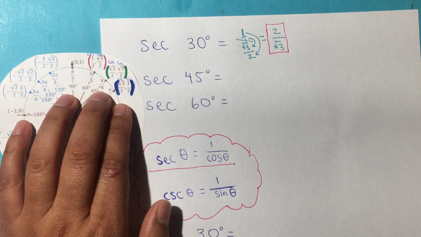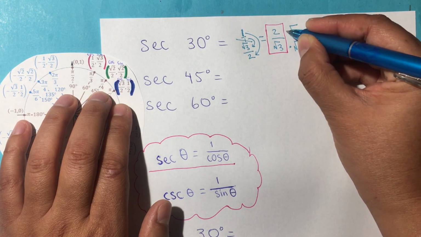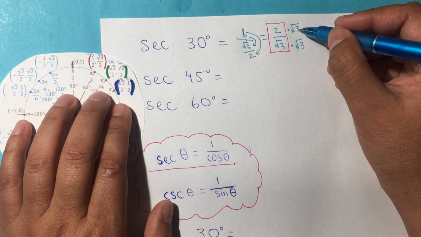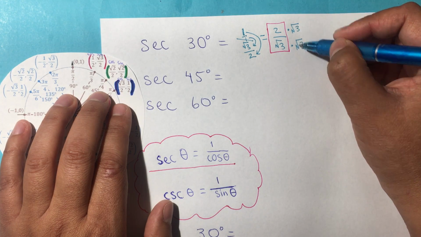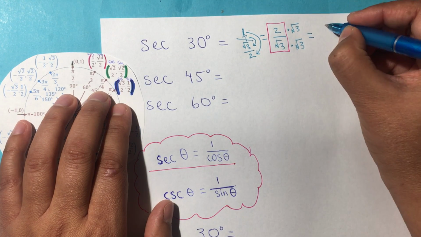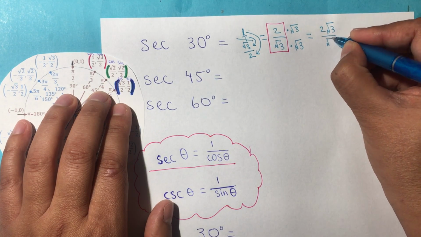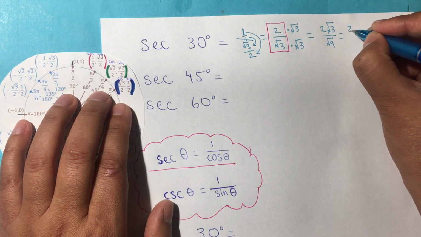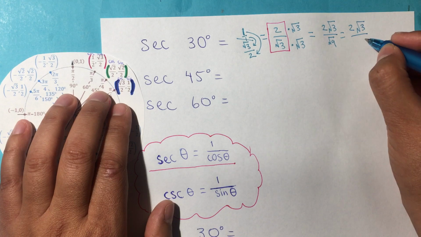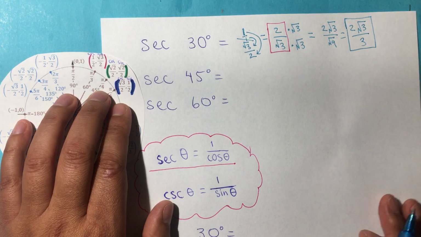However, if they say you need to rationalize, simplify it more, you multiply by square root of 3 over square root of 3. That's just like dividing and you get a 1, right? When you multiply by 1, you're not changing the value. So 2 times square root of 3 is 2 square root of 3. Square root of 3 times square root of 3 is square root of 9. This cannot be simplified anymore, so it's 2 times the square root of 3 over the square root of 9, which is 3. So rationalize or simplify, that's the answer.